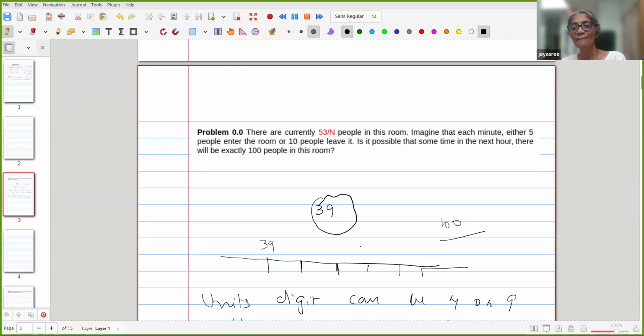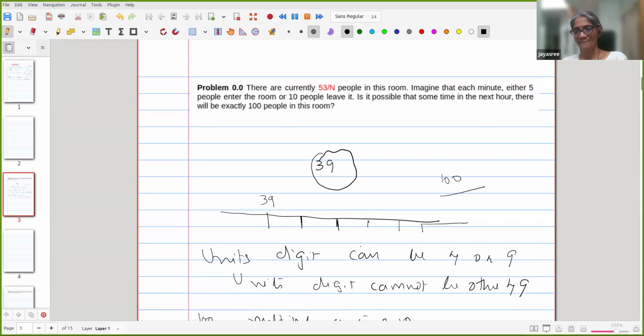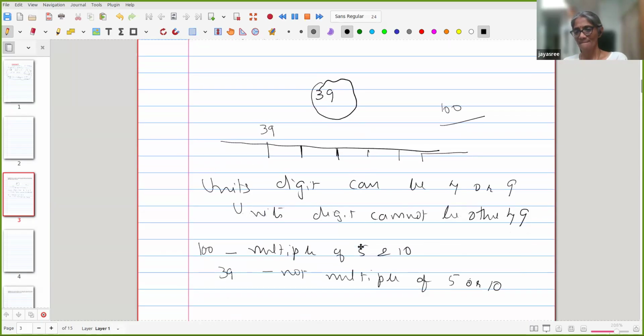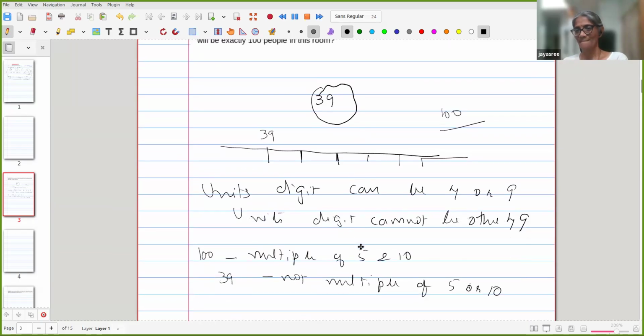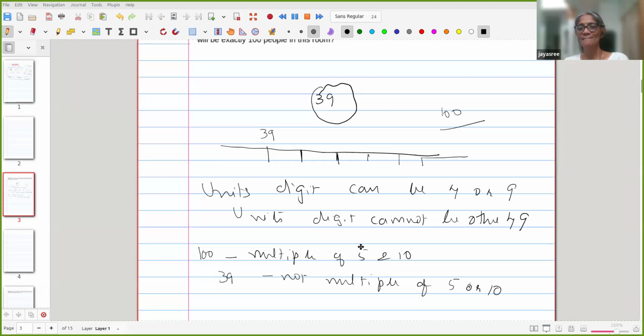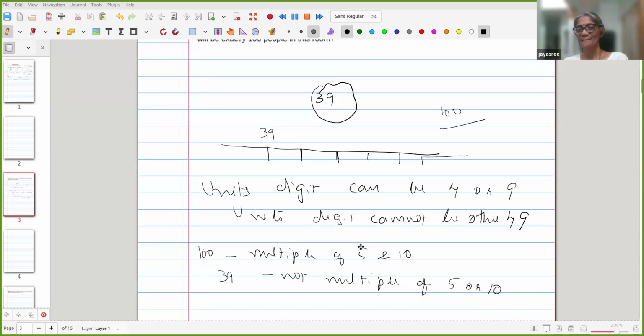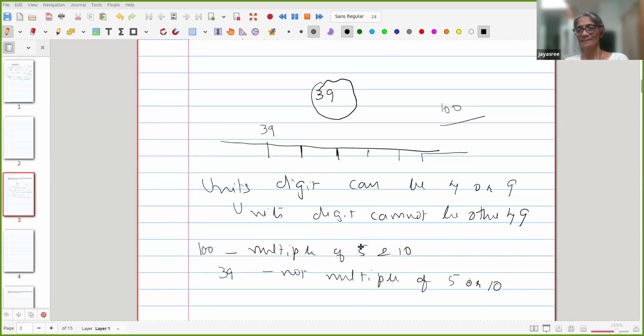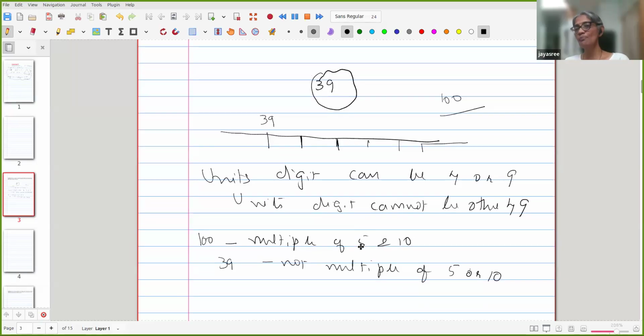So as another student was saying, my answer was the same, because 39 is not divisible by 5, like 5 or 10, but 100 is. So it is not possible that if we plus 5 or subtract 10, the answer will be at the point.